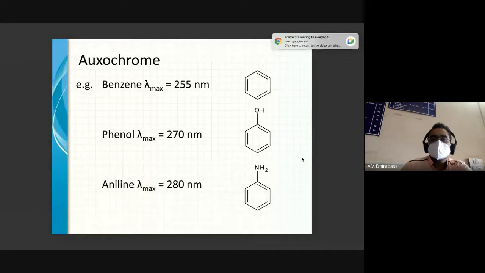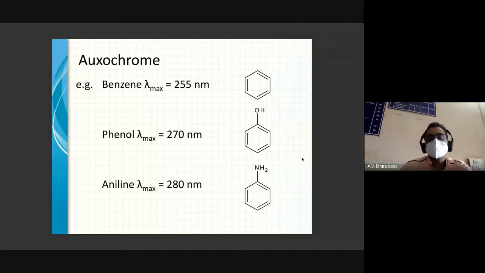Okay, so that is the aniline. Aniline shows its peak at 280 nanometers. Because it has a non-bonded electron, an n electron, the n to pi star transition takes place. The n to pi star transition requires the minimum amount of energy for excitation, so it can show the peak at a higher wavelength.